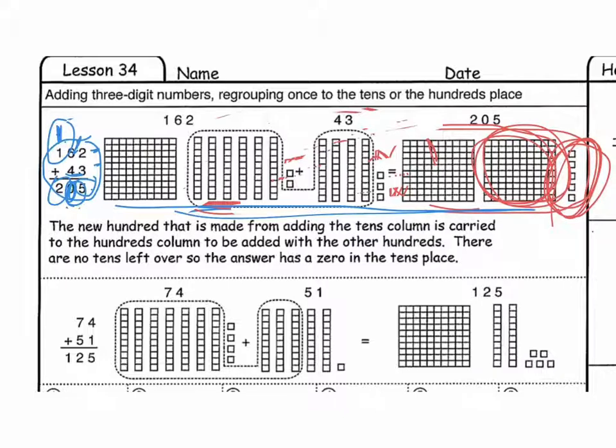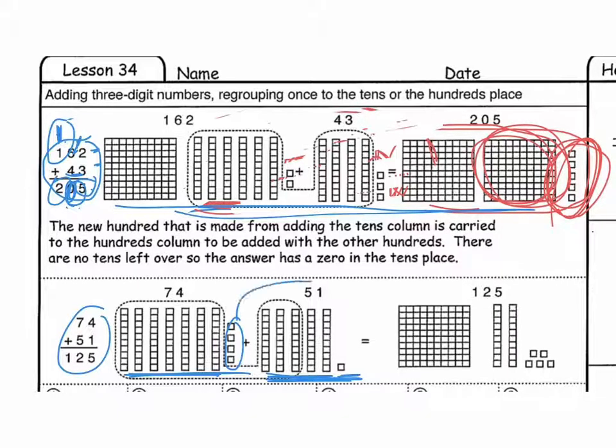All right, let's take a look at another example. 74 plus 51. Of course, you can see that the answer is 125, but let's find out why. So here's the number 74 right here. We have 7 tens, that makes 70, and 4 ones. And then right here is the number 51. We have 5 tens and 1 one.